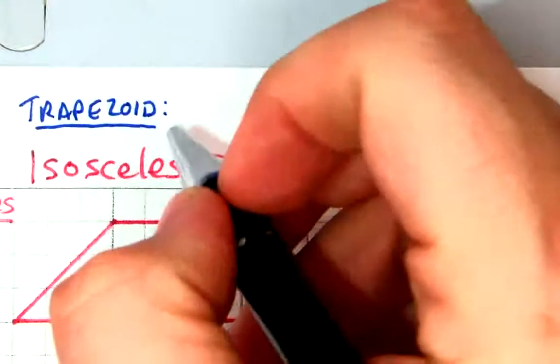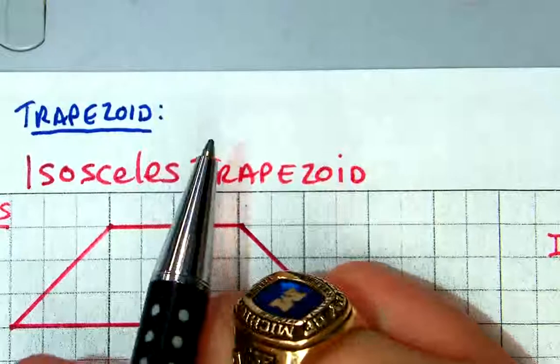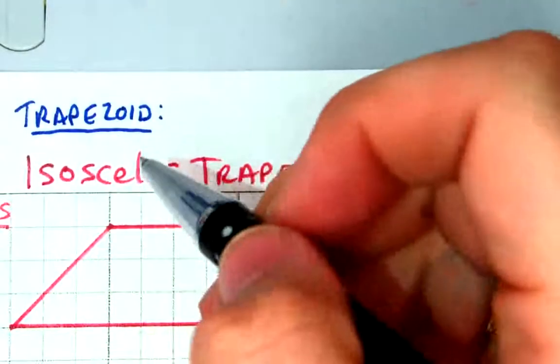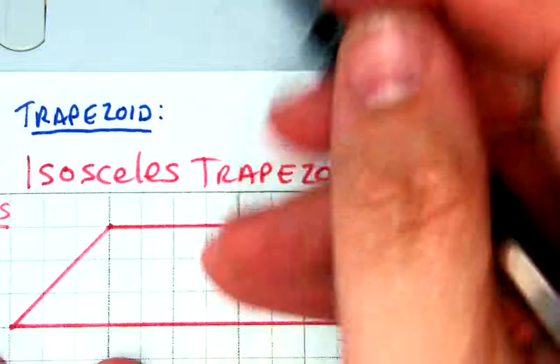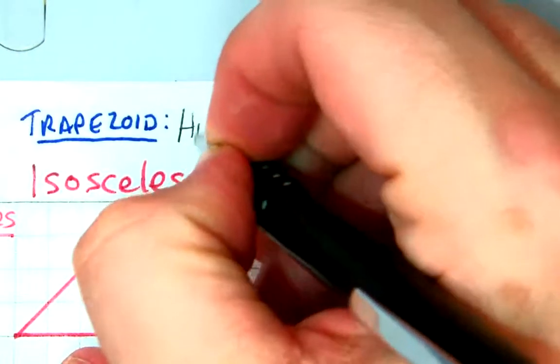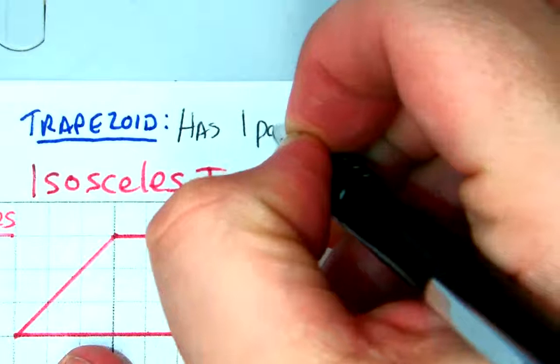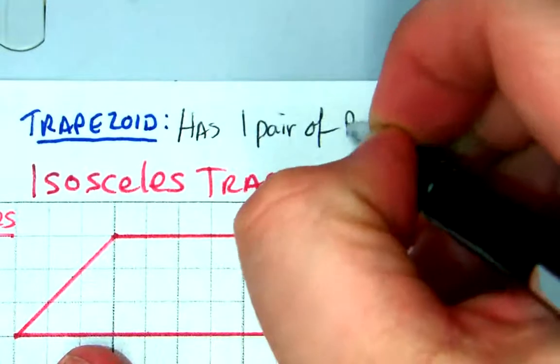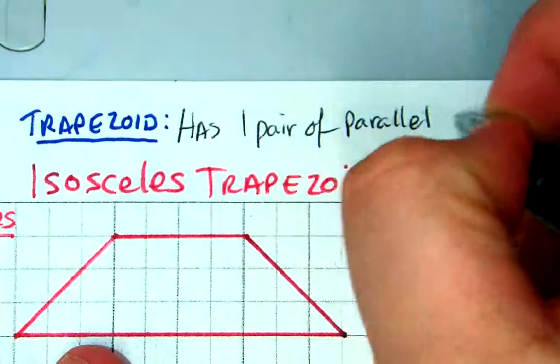First I want to talk about a regular, not a regular trapezoid, but a normal everyday trapezoid. A trapezoid has one pair of parallel sides.